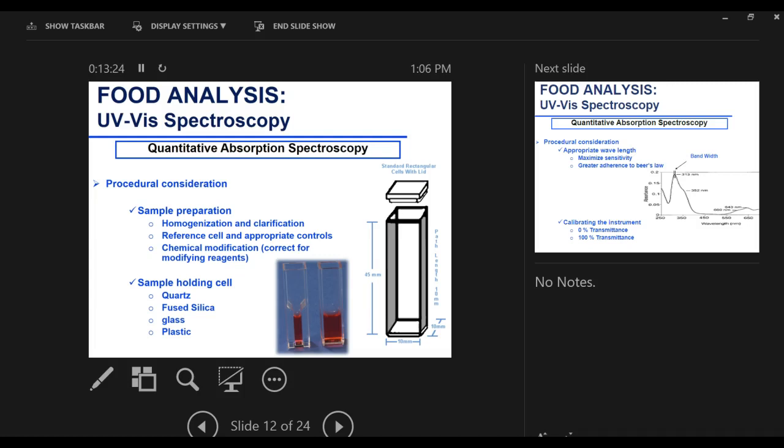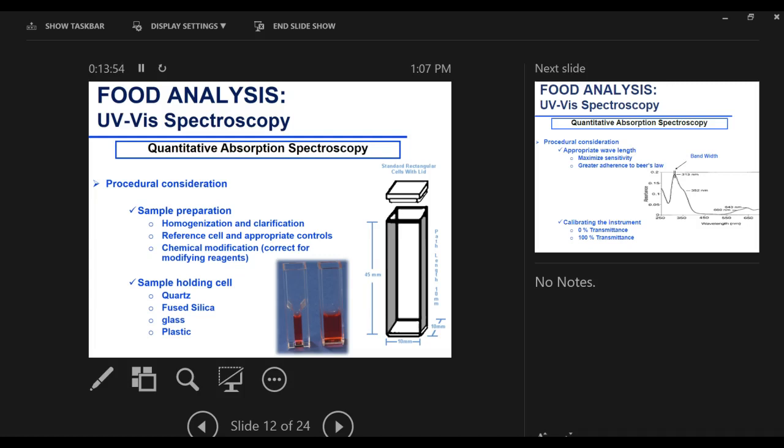The other consideration is the cuvette that you'll be using. There are different types. Quartz and fused silica do not absorb UV light. So when you're measuring absorption in the UV spectrum, you want to make sure it's not glass or plastic that you're using, because glass and plastic can absorb UV light. However, for visible light, you can use glass or plastic cuvettes. They don't interfere with the absorption.